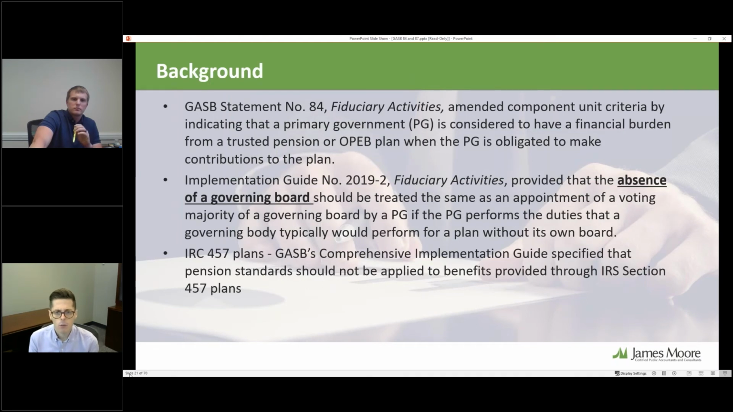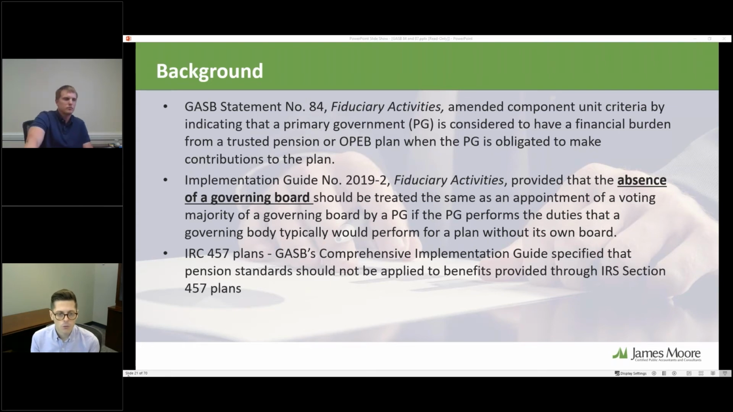So GASB 84 amended component unit criteria by indicating that primary governments are considered to have a financial burden from a trusted pension or OPEB plan when the primary government is obligated to make contributions to those plans. The implementation guide provided that the absence of a governing board should be treated the same as the appointment of a voting majority of a governing board by that primary government if the primary government ends up performing those duties that the governing board would.